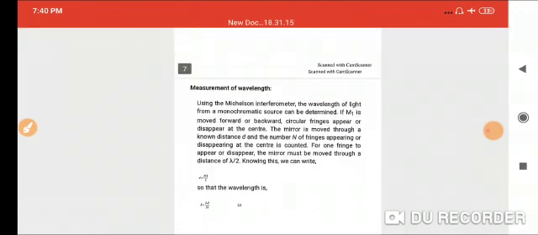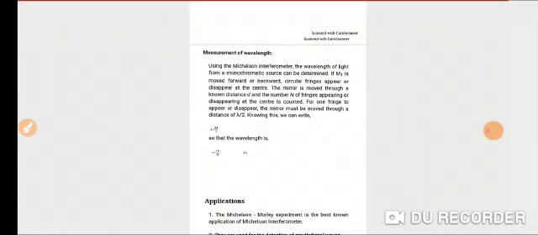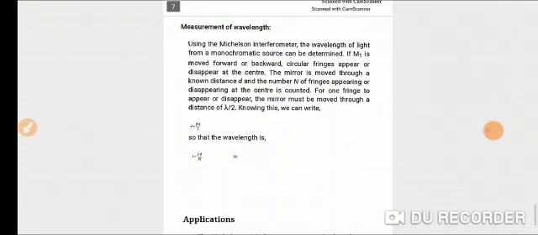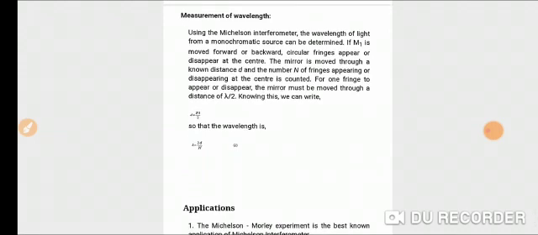Next, we have to calculate the wavelength of monochromatic light using the Michelson interferometer. Using the Michelson interferometer, the wavelength of light from a monochromatic source can be determined. If M1 is moved forward or backward, the circular fringes appear or disappear at the center. The mirror is moved through a known distance small d, and the number of fringes n appearing or disappearing at the center is counted.